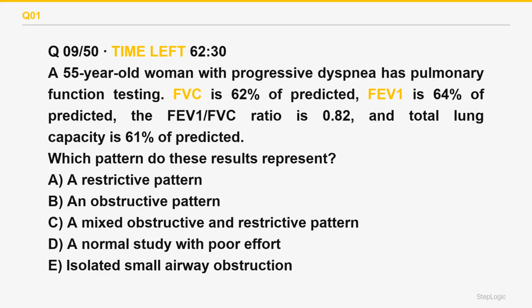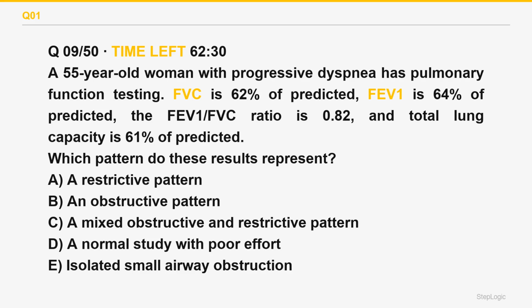Which pattern do these results represent? A 55-year-old woman with progressive dyspnea has pulmonary function testing. FVC is 62% of predicted. FEV1 is 64% of predicted. The FEV1 over FVC ratio is 0.82 and total lung capacity is 61% of predicted. Read the command: which pattern do the numbers represent?